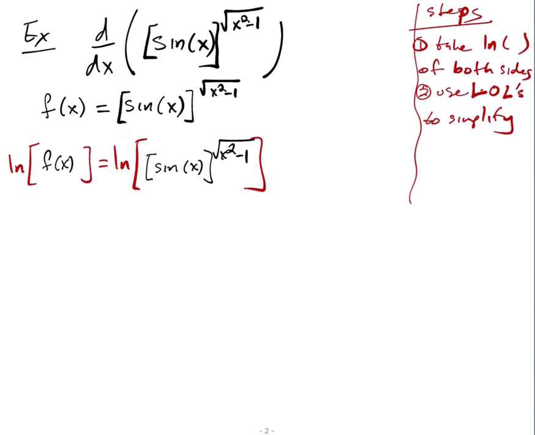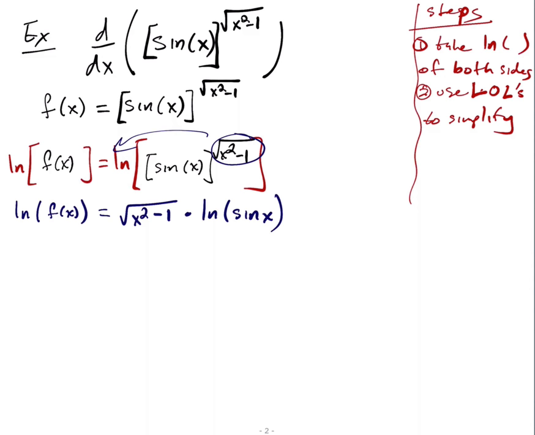Let's see here. So I'm going to have on the left ln of f of x equals 2. So what would this look like if I use the laws of logs? Times ln of sine of x, right? So far, so good? So it's not complicated, right?